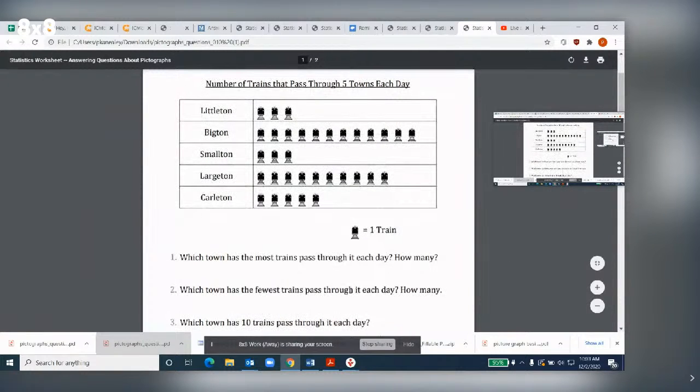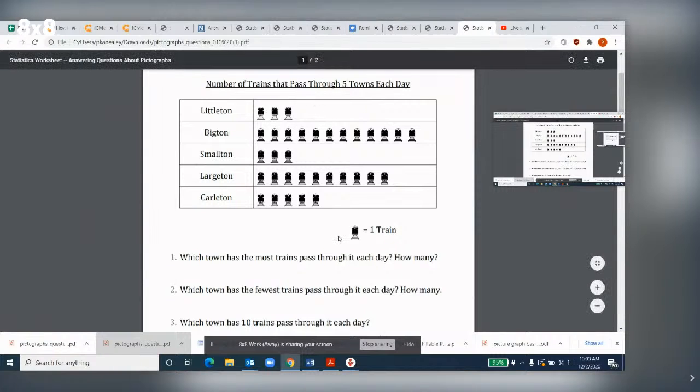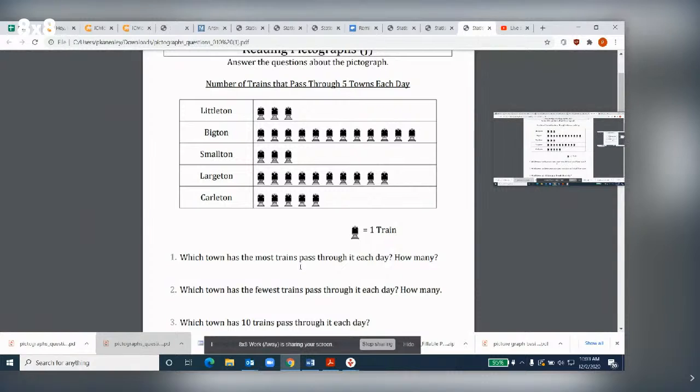Which town has the fewest trains pass through it each day? Okay. This one's going to be a tie. You see Littleton and Smallton each only have 3 trains pass through each day. So number 2 is going to be Littleton and Smallton each have 3 trains pass through each day.